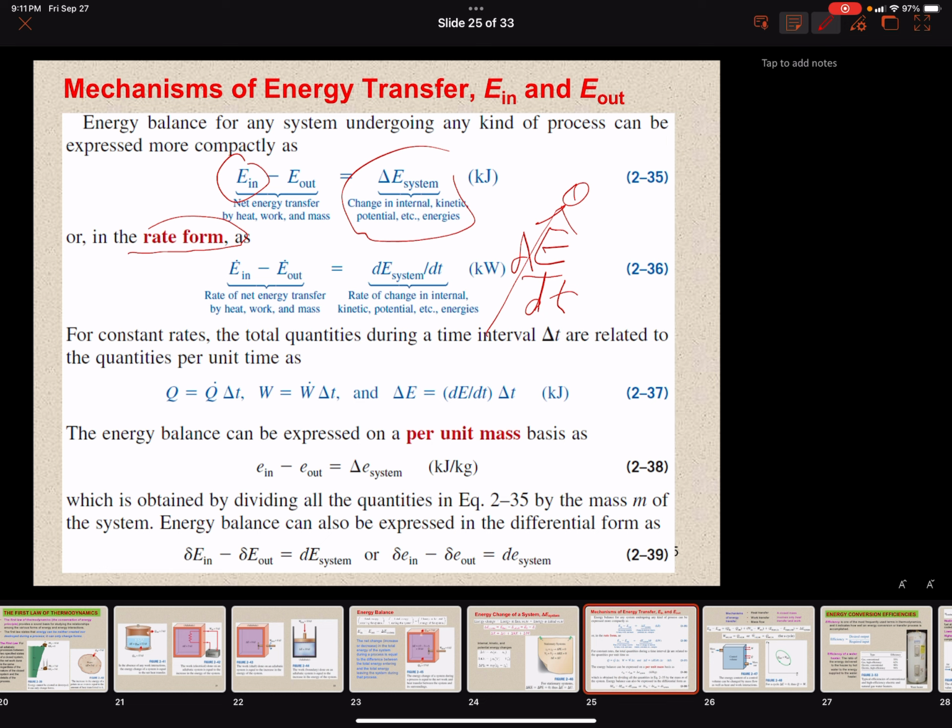And for the constant rate, the total quantities during the time interval delta t are related to the quantity per unit time as, and we have seen this one, if the time is constant, we can use this one, and this is for the work if the time is constant, and the last one is the total energy if the time is constant. The energy balance can be expressed on a per unit mass basis, and if you still remember, this is the small e, which means it's per unit mass, and we have seen this form before.